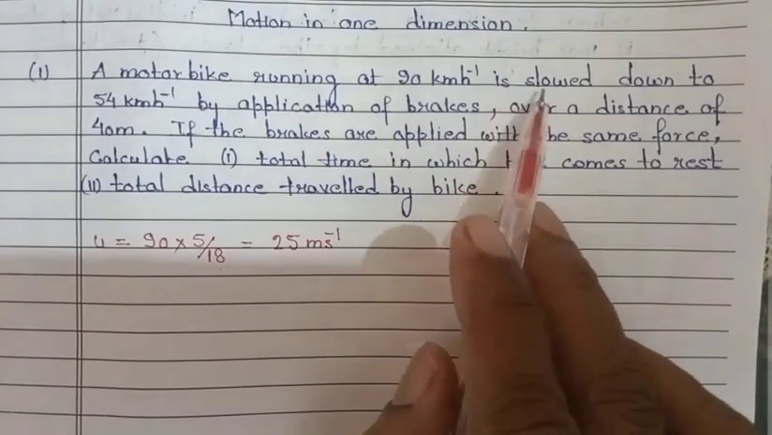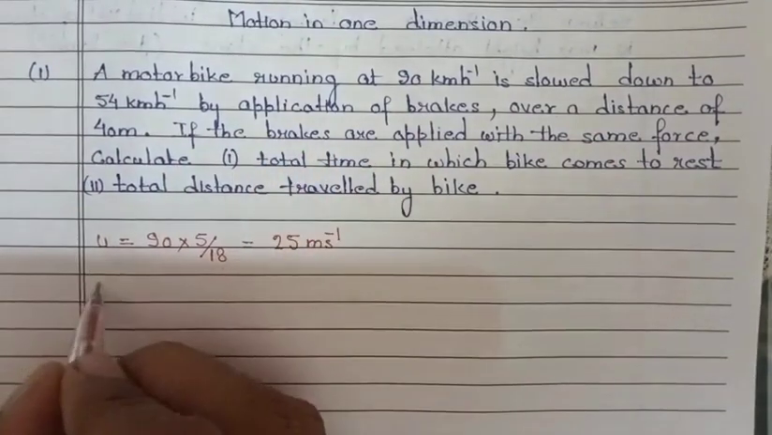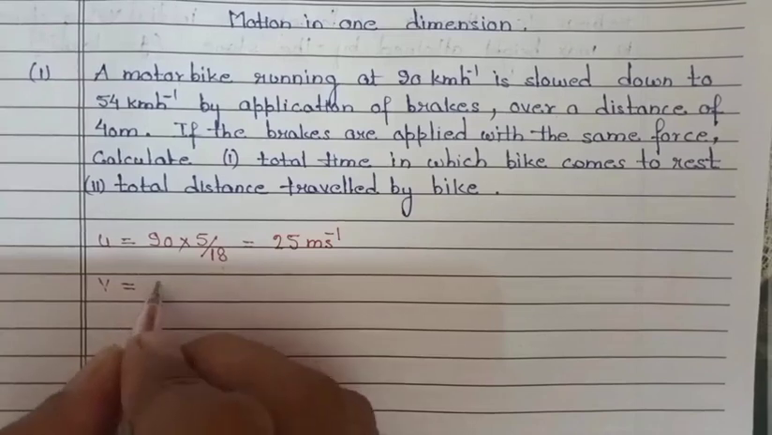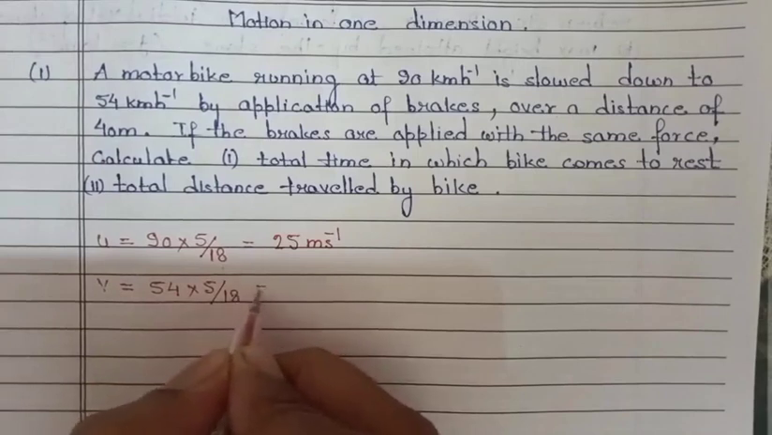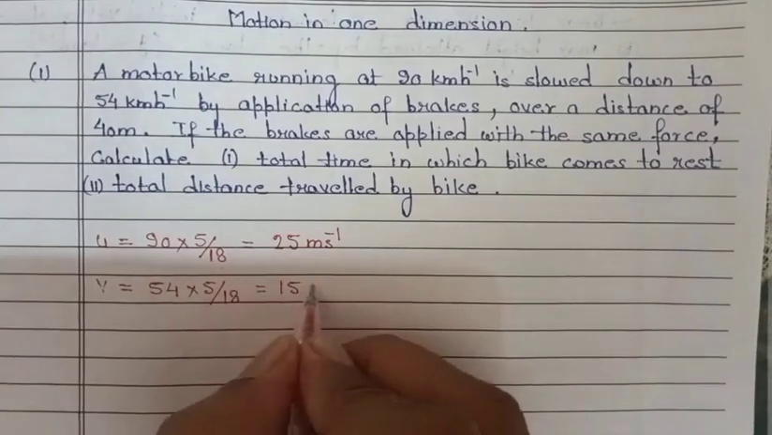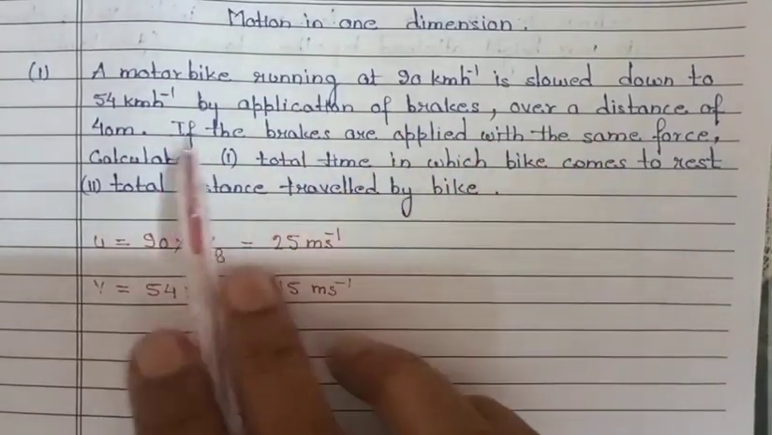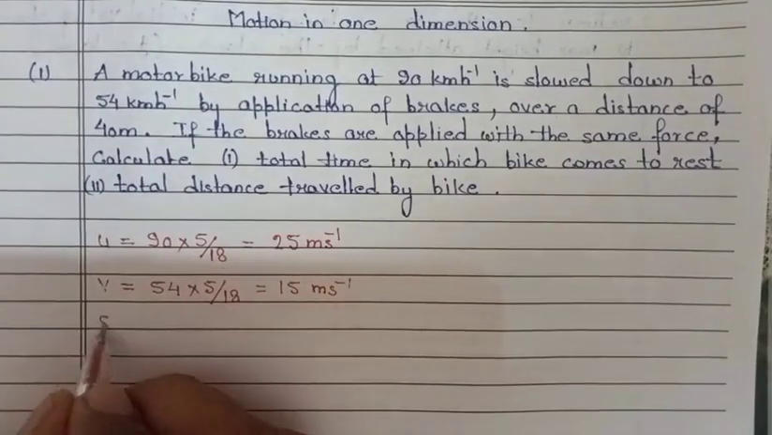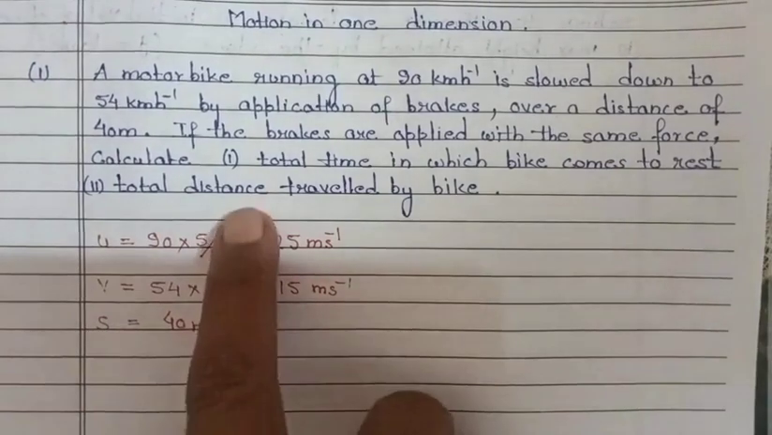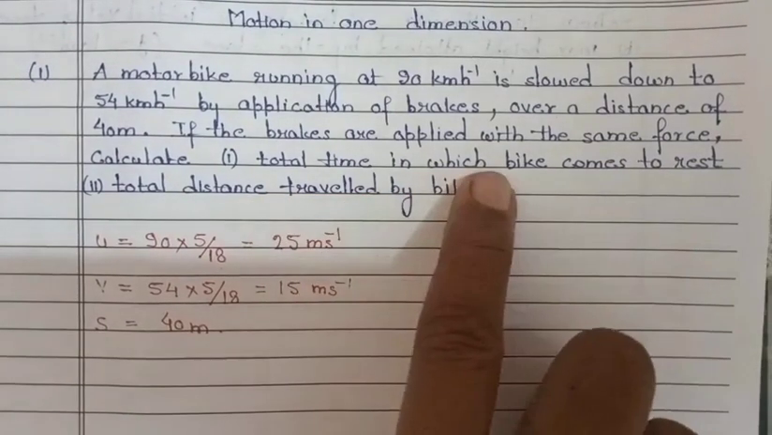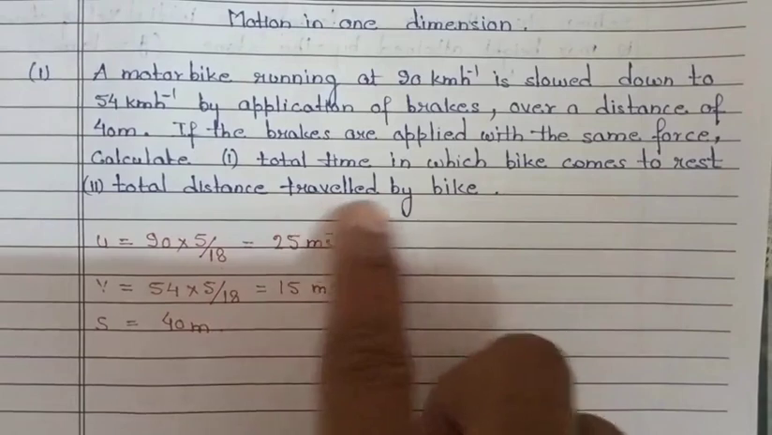Now this bike is slowed down to 54 km per hour. So the final velocity is 54 km per hour. So we will multiply it by 5 by 18 and it will be converted to meter per second again. By the application of brakes over a distance, s is given as 40 meter. Now they ask us to calculate the total time in which the bike comes to rest and the total distance traveled.